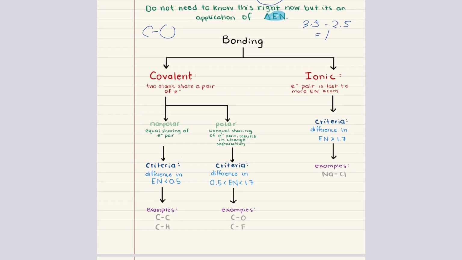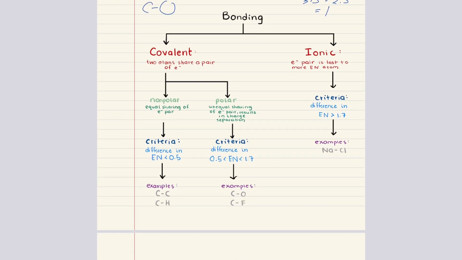We can also compare different bond types by their electronegativity difference values, like you see in this flowchart. However, this is going to be something we cover later. I just wanted to provide you with an application of electronegativity difference values.